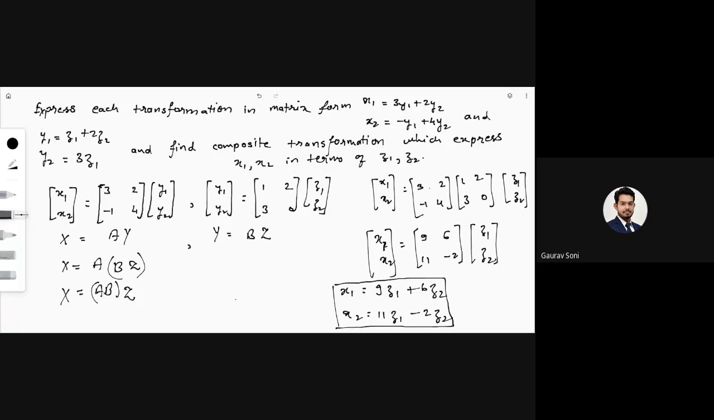Okay. So these are the only two types. They are very important. Now we will talk about orthogonal.